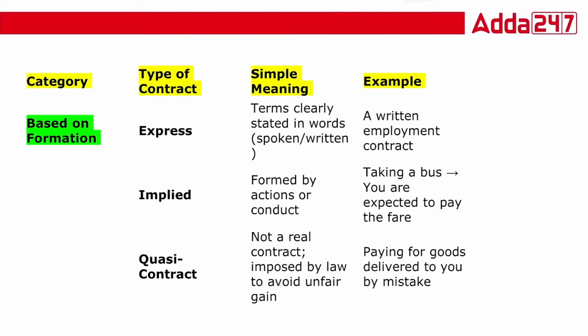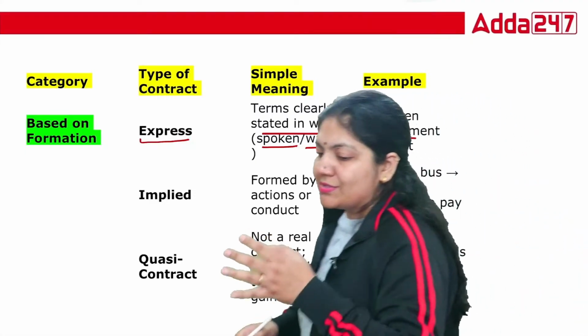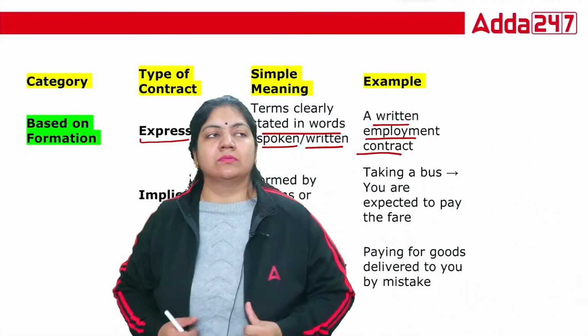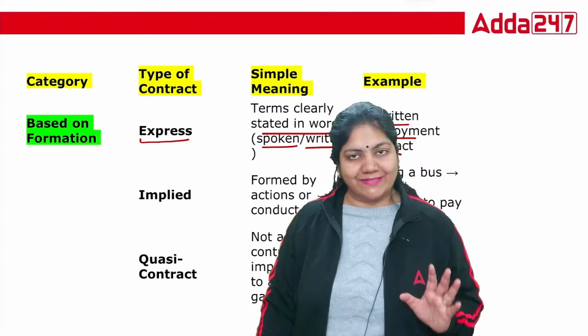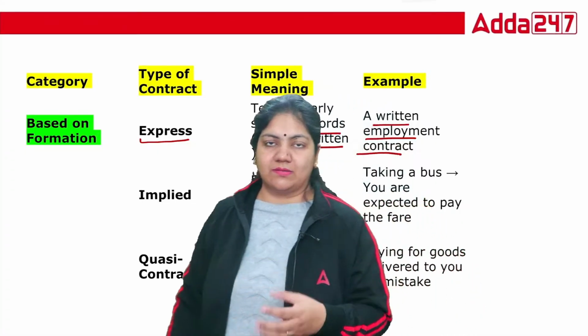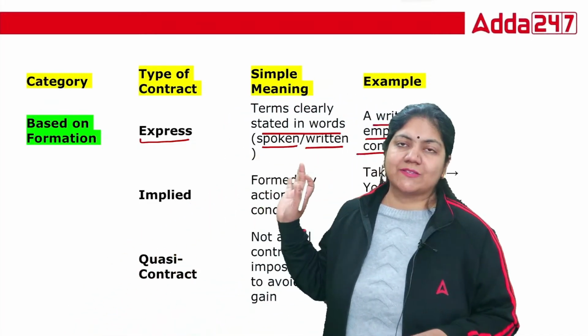Okay, so see, on the basis of formation, we have express contract. Express is basically that which is stated in words, spoken or written. Example, a written employment contract. Exactly. So class, what is express? Suppose Nikkita ma'am is teaching you. She is expressing her view in front of you in written or oral way. So this is what an express contract is. Suppose you people are purchasing things, that is an express contract. Okay, so the best example, this one, express.